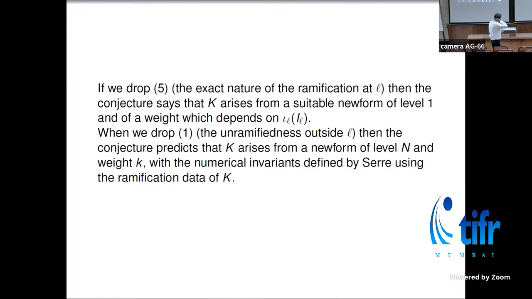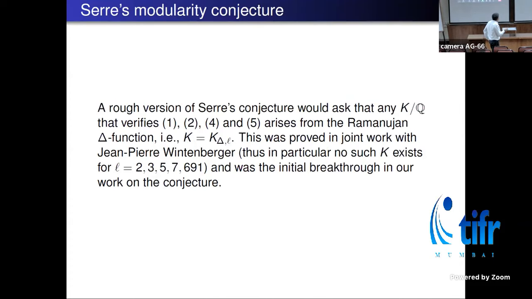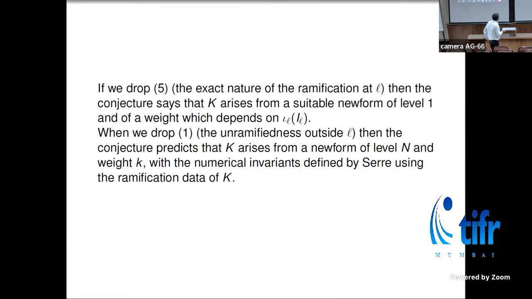So if we drop 5, in the sense that we don't try to specify what the ramification at L is doing, then the conjecture would say that any such extension comes from some newform of level 1, without knowing the weight. And if we further drop the condition of being unramified outside L, then the conjecture predicts that any GL2(FL) type of extension, or FL bar extension, which is odd and has certain properties, comes from some modular form. So this delta thing is just a very special case of the conjecture, but it's one of the first cases we proved.